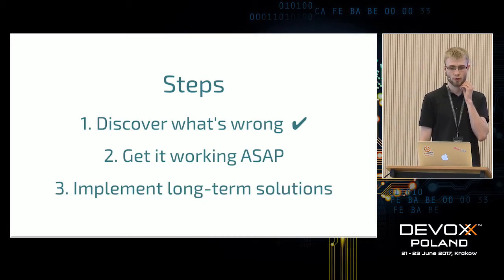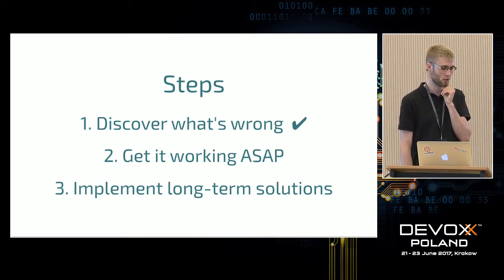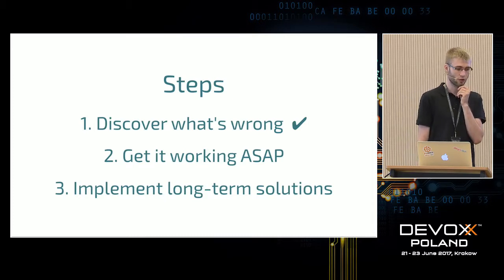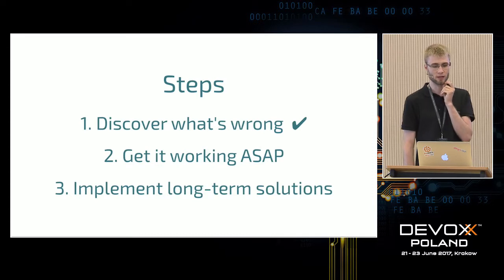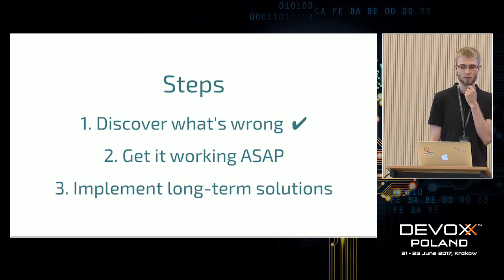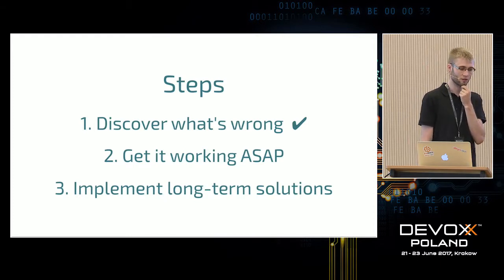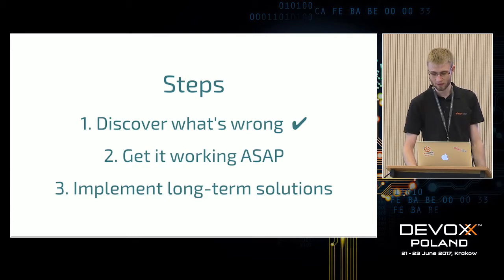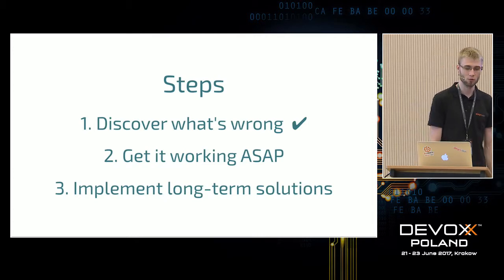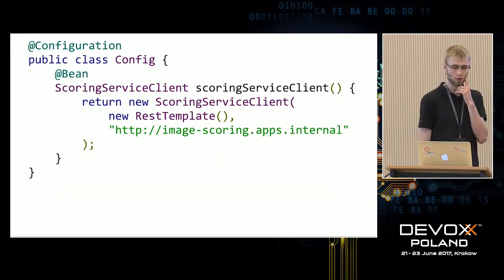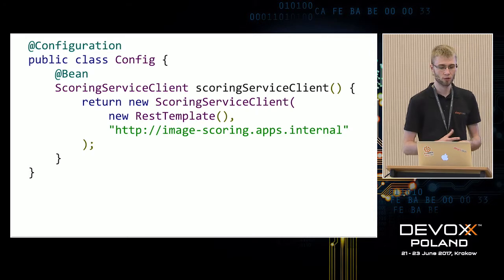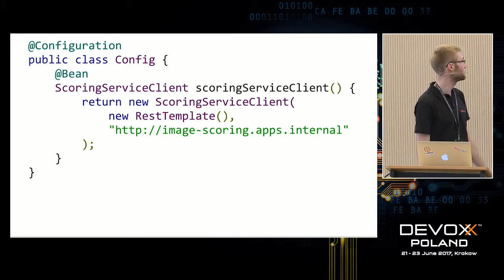So what's wrong here is that, well, we assume that the network is stable, and if we ask for data, we for sure must get it. So the problem is that the network may, in fact, become unstable, and if we ask for data, we may not receive it. So our problem was that we configured our scoring service client in a simple way, like we would do in some Hello World app, just creating a new REST template.